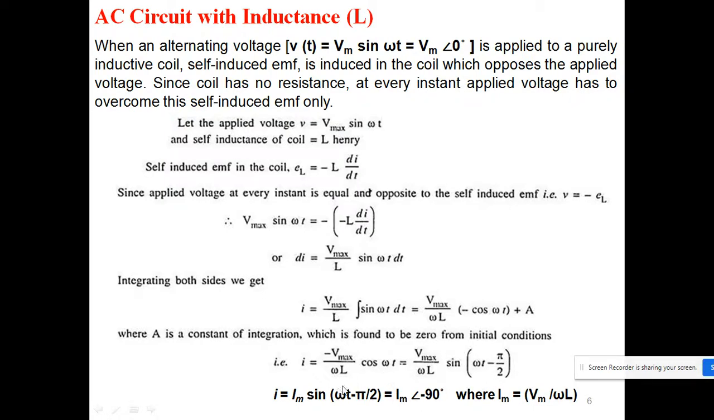And from this, how can you write? You can write I equal to I max sine omega t minus pi by 2. And this minus pi by 2 is the phase angle in our instantaneous current. So I am representing it here this way. Is it okay? Here I max is nothing but V max upon omega L.